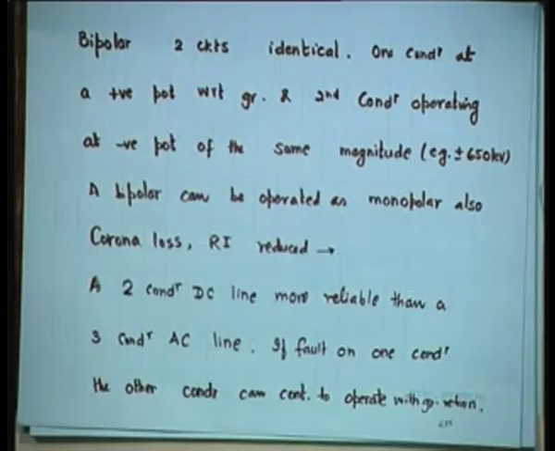Bipolar circuits means both the circuits are identical. One conductor at a positive potential with respect to ground and the second conductor operating at negative potential of the same magnitude. For example, when we talk of plus minus 500 kV or 650 kV, what does that mean? It means 650 positive as well as 650 negative.